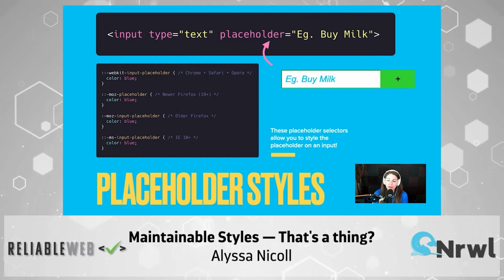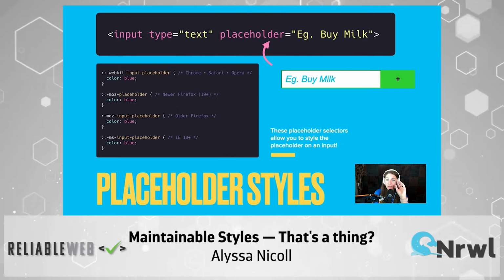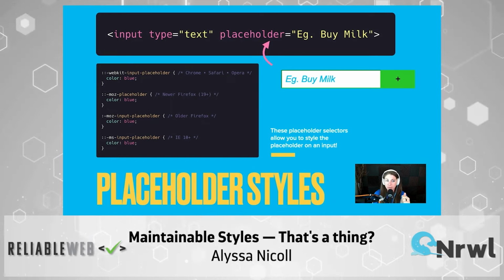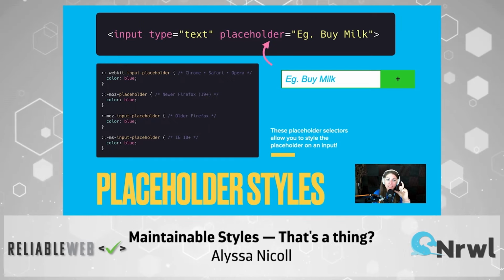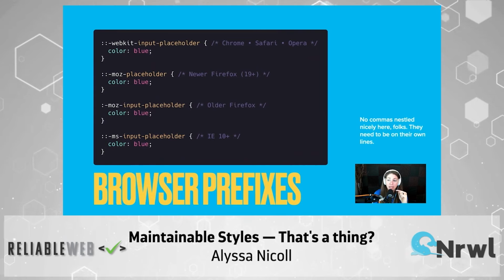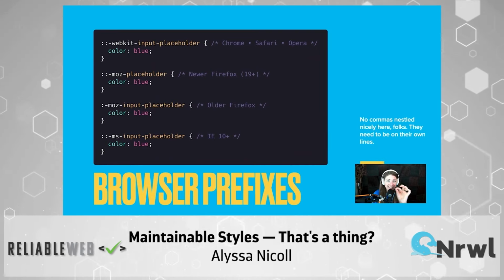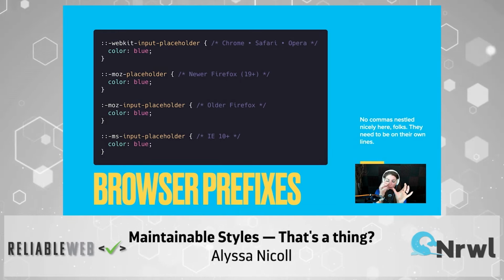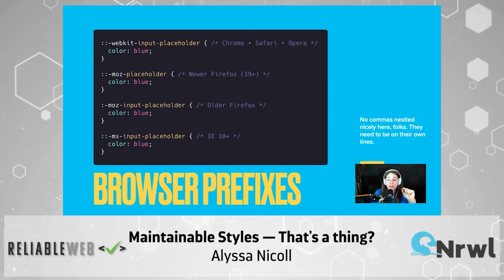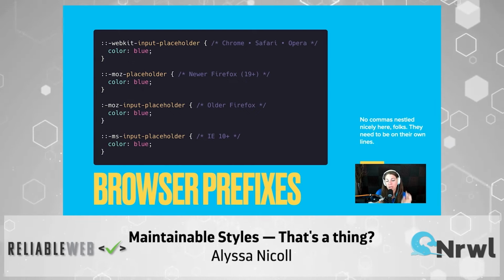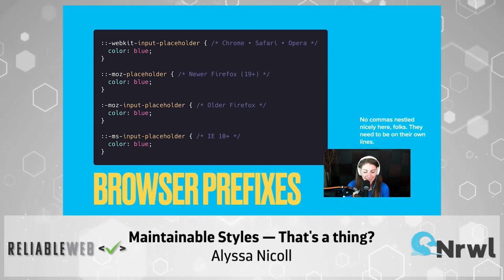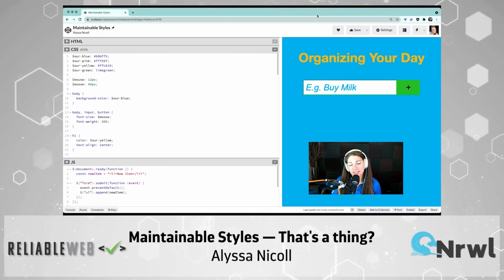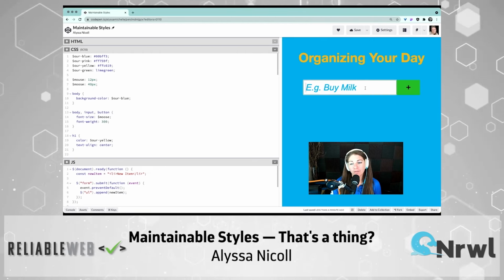And these placeholders allow you to style the value of the placeholder attribute on the input. And so we'll go ahead and add that into our styles, but I wanted to talk about these prefixes because no commas or nesting here is allowed. Unfortunately, the browsers get confused when they see other browser prefixes, and so they each need to be in their very own block. So very good pointer. I'm going to go ahead and add that into our styles right now. So I've added our prefixes to go ahead and style the placeholder in all of our browsers.